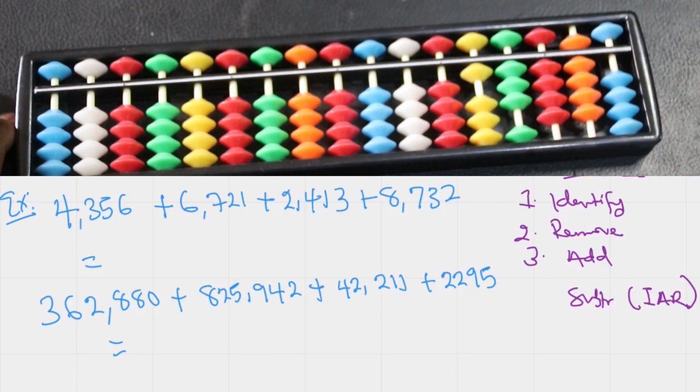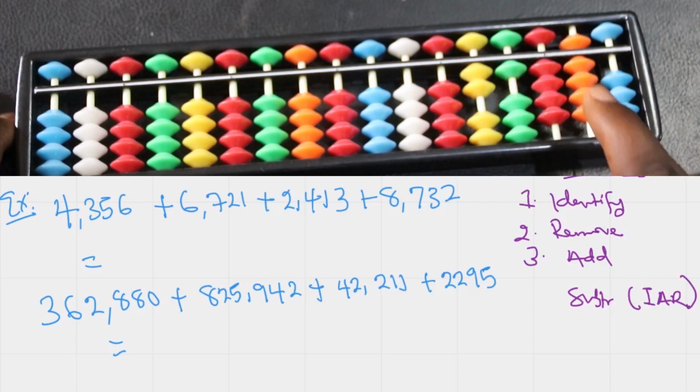Beautiful. Lastly, we want to add 8, 7, 3, 2. Add 8 here. We don't have 8. What's the 10 component of 8? 2. So remove 2. Add 10.